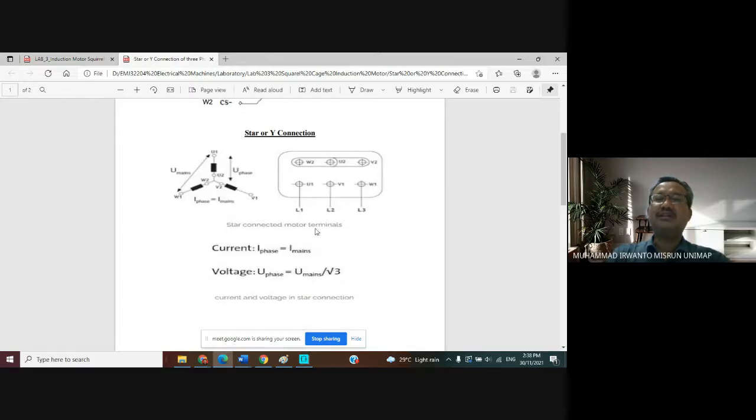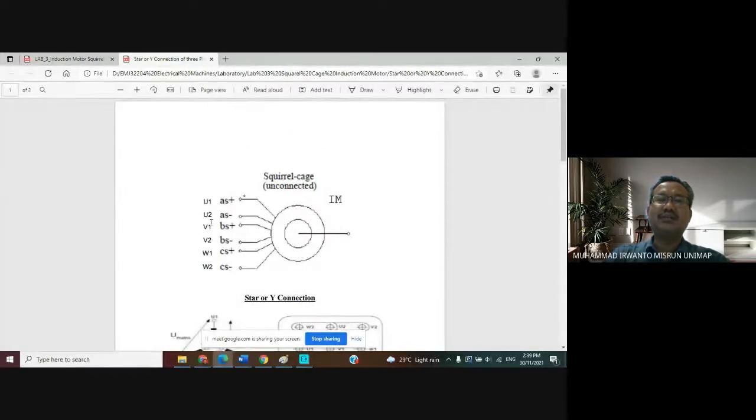Look at here. All of U2, V2, W2 are connected together. This is the Y connection.